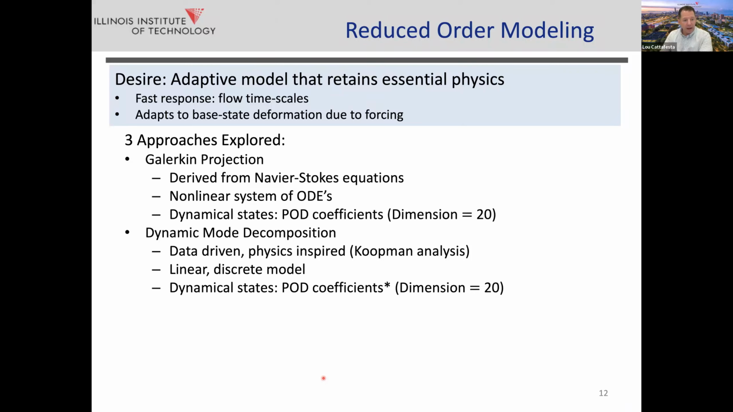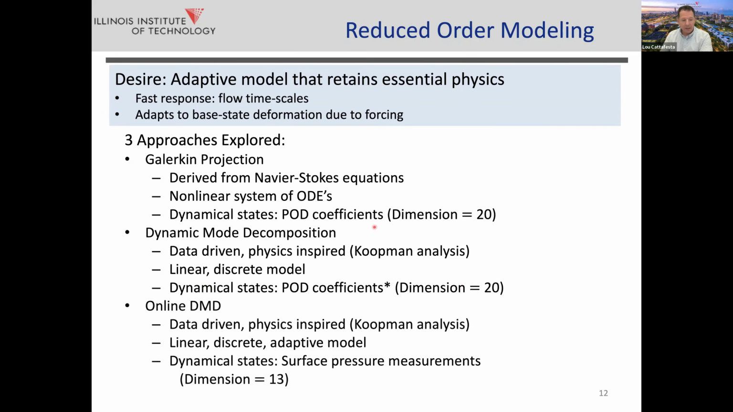Eric looked at Galerkin projection. He looked at a dynamic mode decomposition, which uses the POD temporal coefficients. Both of these used 20 modes. What I'll really focus on today is the online DMD, which I'll tell you about. In this particular case, we're actually going to use the surface pressure microphone measurements, so the array of 13 microphones. This is going to give us our significant reduction in dimension. And the question is whether that will enable us to do this in real time.